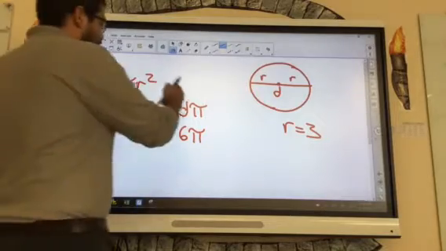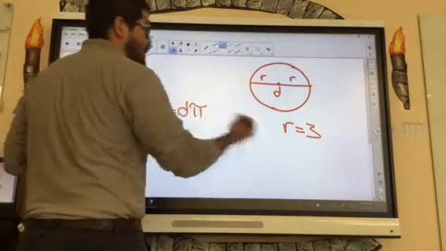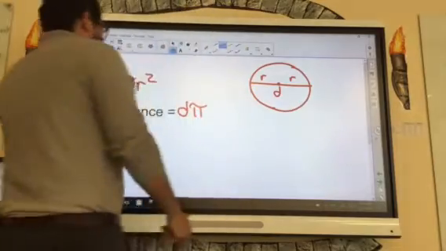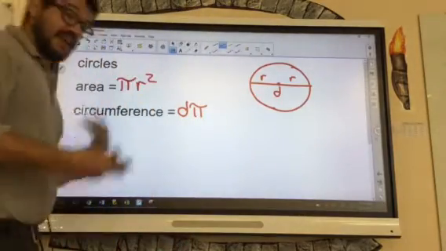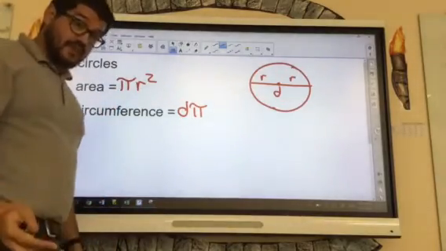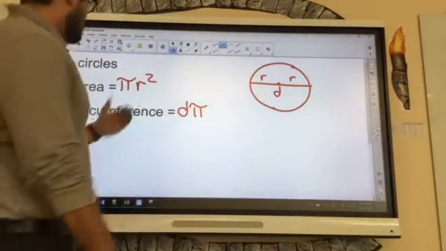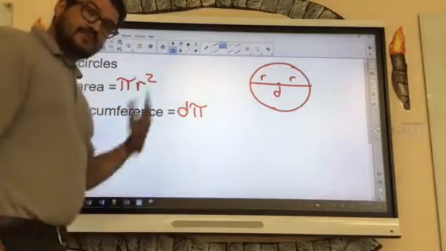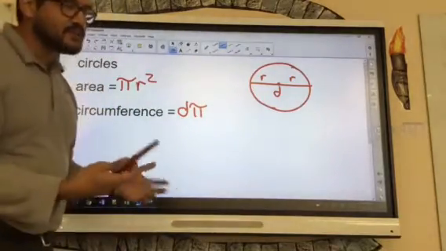Now again, people get these formulas confused. When do I use diameter? When do I use the radius? Well, radius, again, the smaller word, the smaller line, goes with the other smaller word, which is area. Diameter goes with circumference, the bigger word, which is the bigger line. Very simple to remember this.